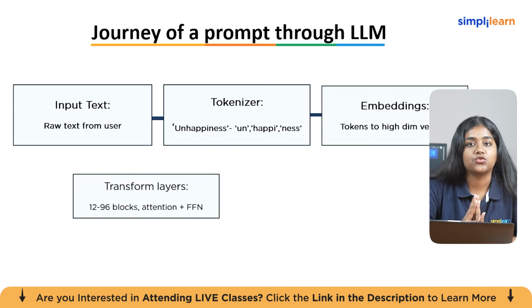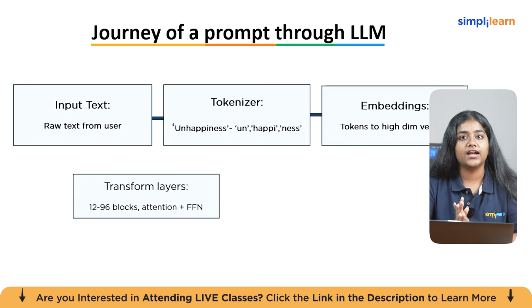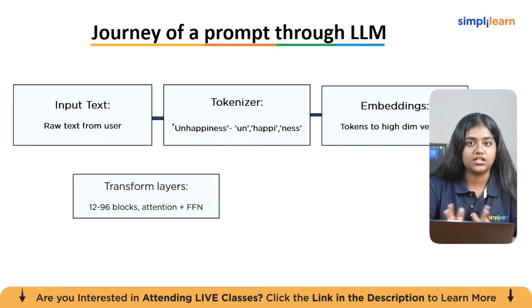And next, we have transformer layers. The embeddings pass through multiple transformer blocks, and modern models have anywhere from 12 to 96 of these layers. Each block has two main components: a multi-head attention layer and a feed-forward network. Multi-head attention means the model runs attention multiple times in parallel. Each head learns to attend to different types of relationships. One head might focus on syntax and another on long-range dependencies.